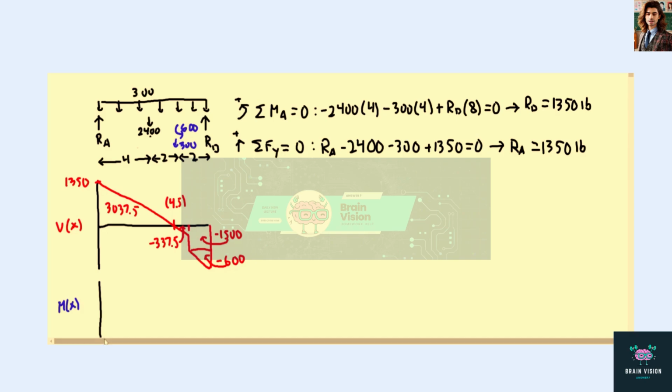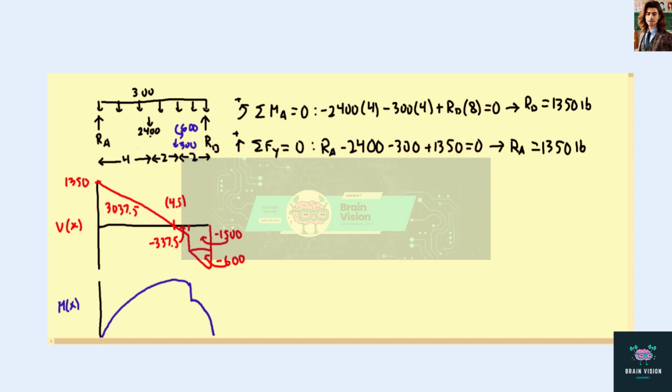So it will start out at 0 and will be a parabola reaching our peak here, and then starting to descend. And it will have a discontinuity in our moment due to our applied load, our force couple system. So it's going to decrease by 600, and then it will go back down to 0.